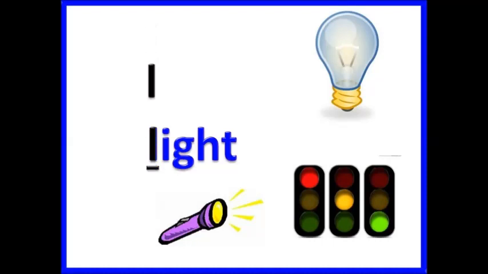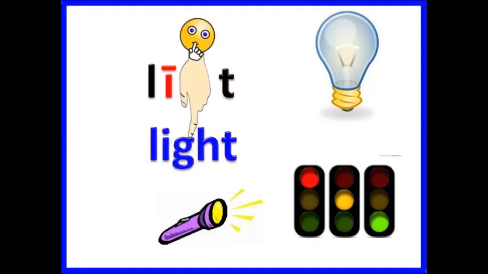Light. Okay, GH is silent. GH makes no sound. If you look up top, you see the black L, the red I, and the black T. There's no GH up there because GH makes no sound. Light. Okay, now up there, you see the light bulb. Okay, and you see the flashlight. Okay, and you see three traffic lights, red, green, and blue. Okay, good.